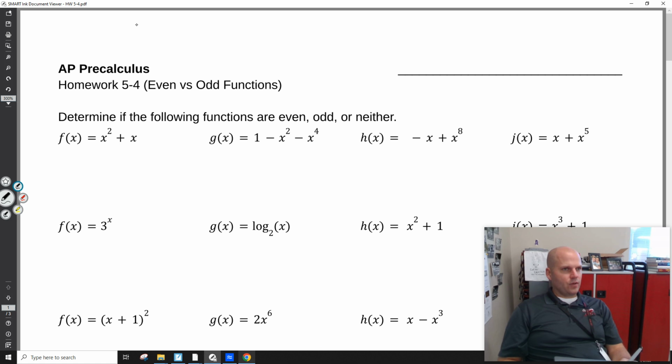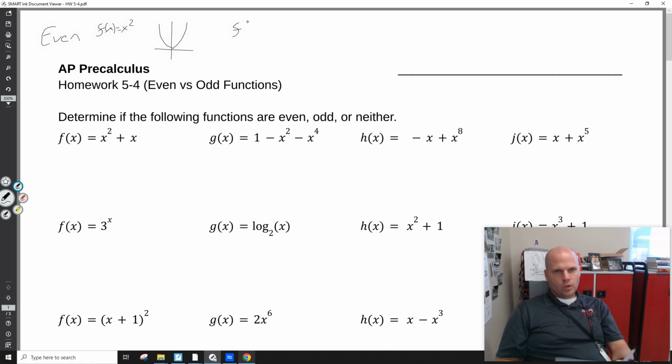Definition of even and odd functions. This is pretty simple stuff. It's a nice last lesson. It's not too complicated. If you're an even function, think of the most basic even function out there, y equals x squared. What you see is a symmetry about the y-axis with the graph.